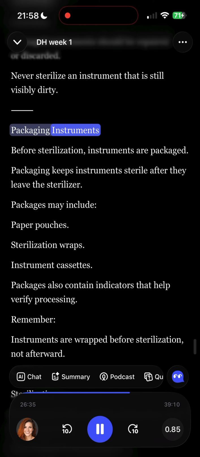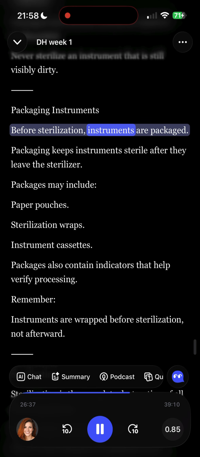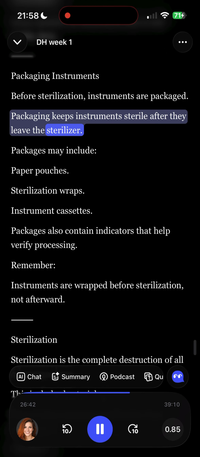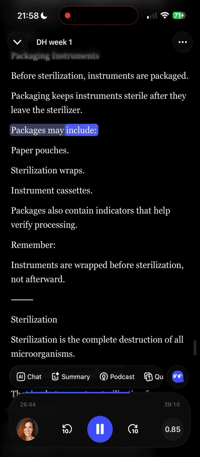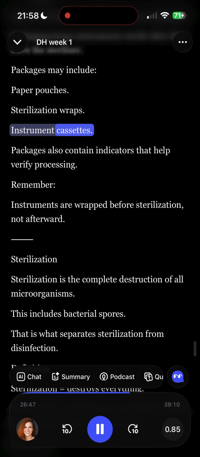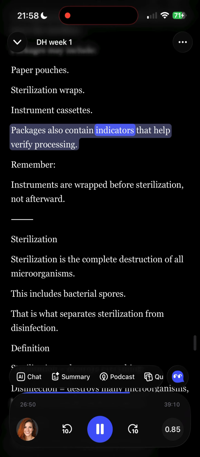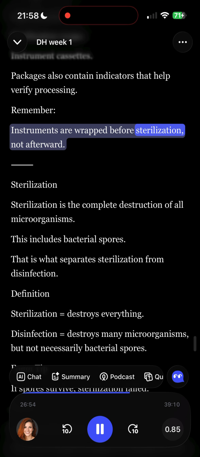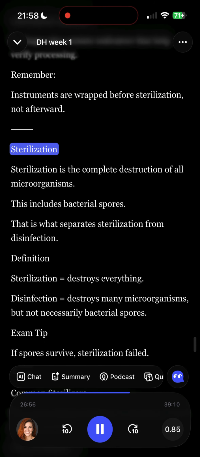Packaging instruments. Before sterilization, instruments are packaged. Packaging keeps instruments sterile after they leave the sterilizer. Packages may include paper pouches, sterilization wraps, and instrument cassettes. Packages also contain indicators that help verify processing. Remember, instruments are wrapped before sterilization, not afterward.